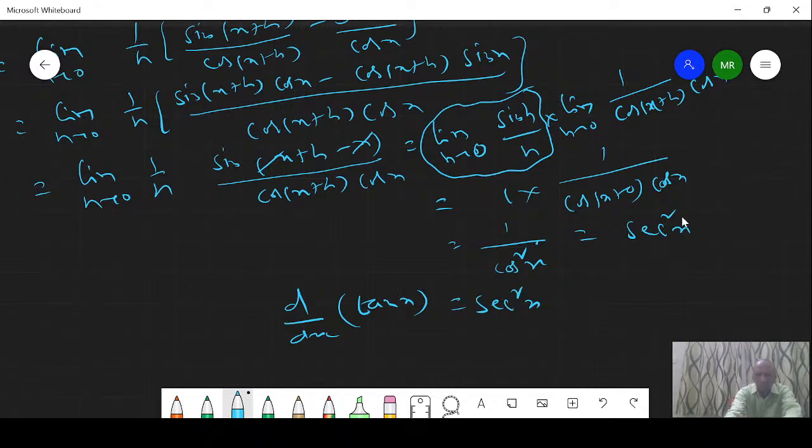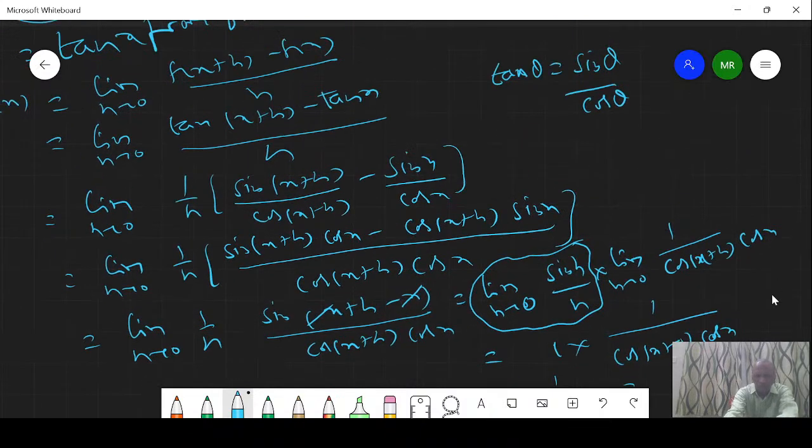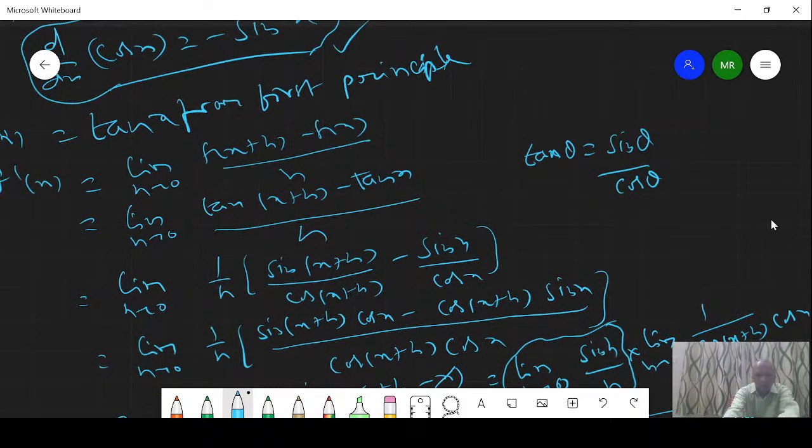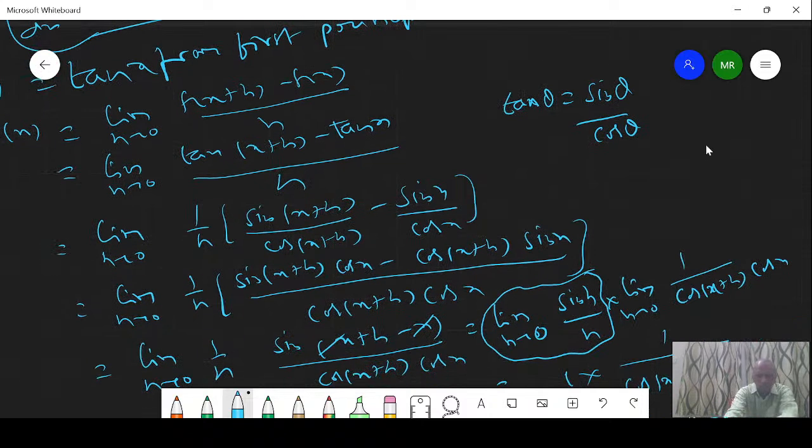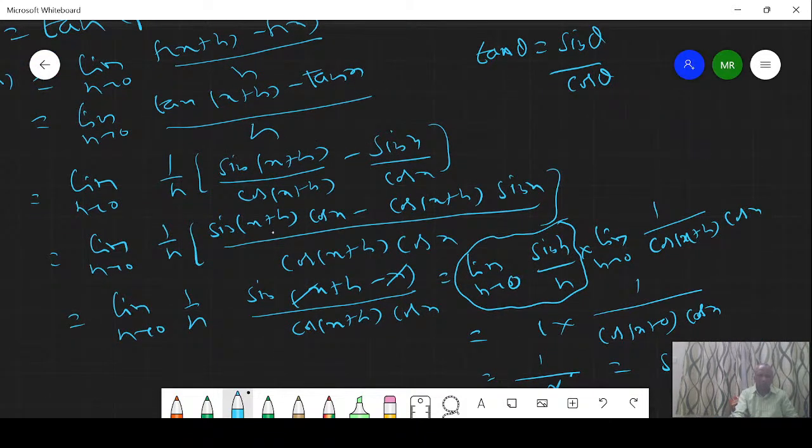Let me revise what I have done. The basics we are learning: derivative of tan x from first principle. f'(x) equals limit h tends to 0 of f(x plus h) minus f(x) by h. This is first principle. Replace x with x plus h: tan of (x plus h) minus tan x by h. Take 1 by h into sin theta by cos theta: sin of (x plus h) by cos of (x plus h) minus sin x by cos x. You take LCM, then sin a cos b minus cos a sin b gives sin of (a minus b), and x and minus x get cancelled.